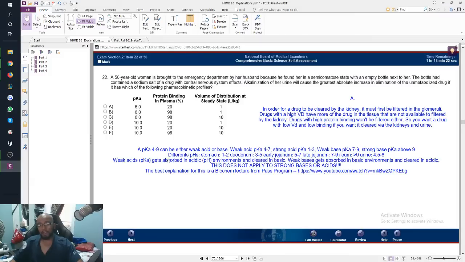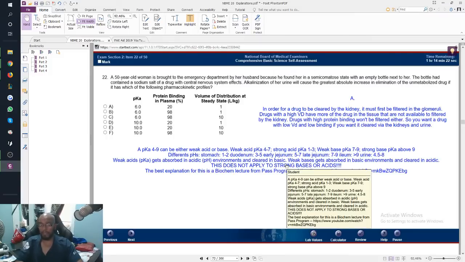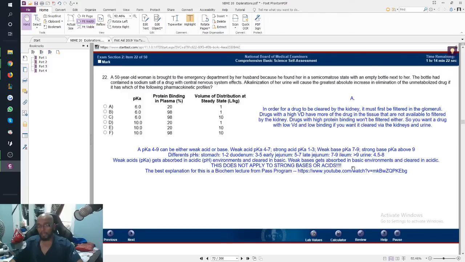Weak acids get absorbed in the acidic environments and cleared in basic environments. Weak bases get absorbed in basic environments and get cleared in acidic environments. You need the opposite thing to clear something out. This does not apply to strong bases or acids, which is very true, and First Aid talks about it too. Strong bases and acids are a whole different thing.